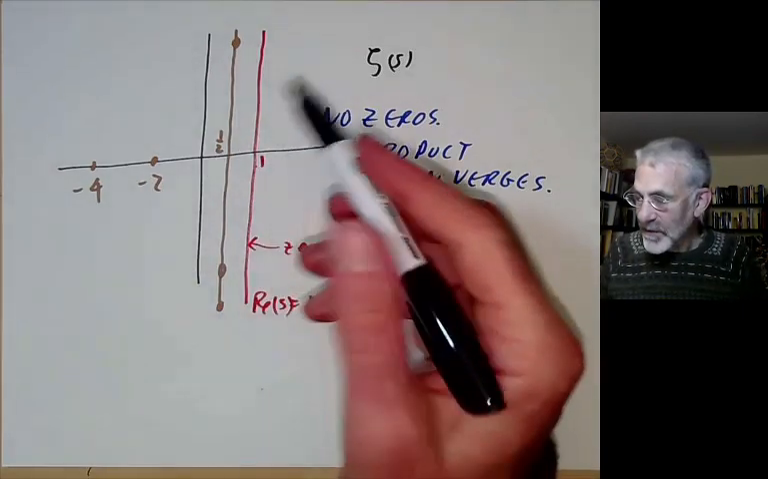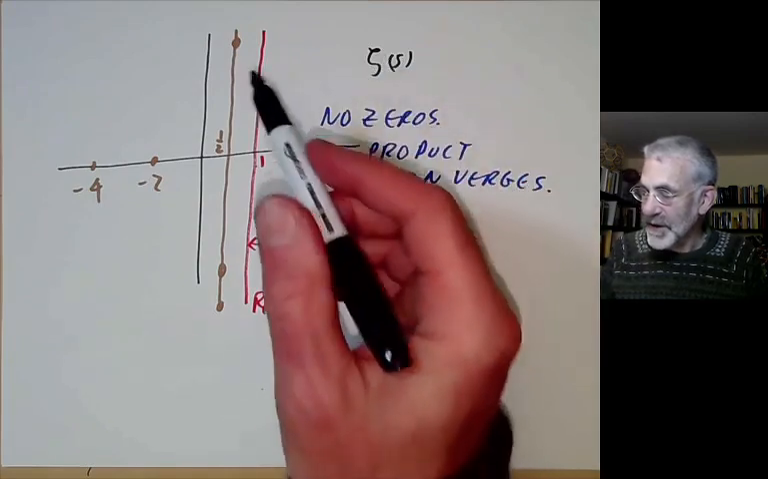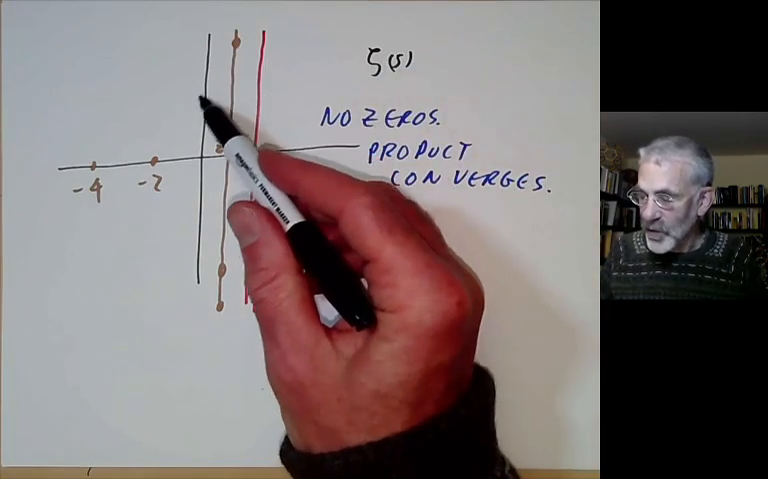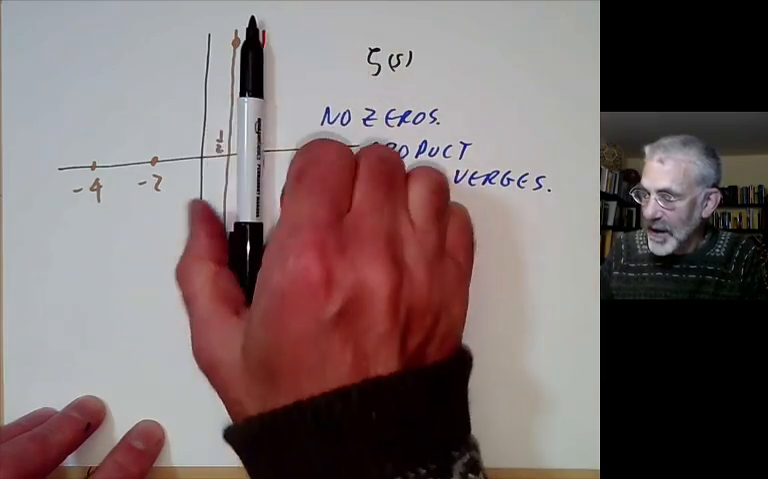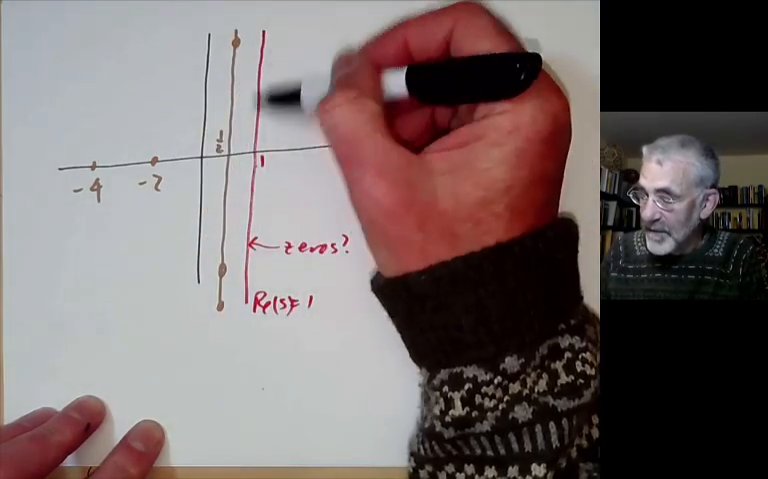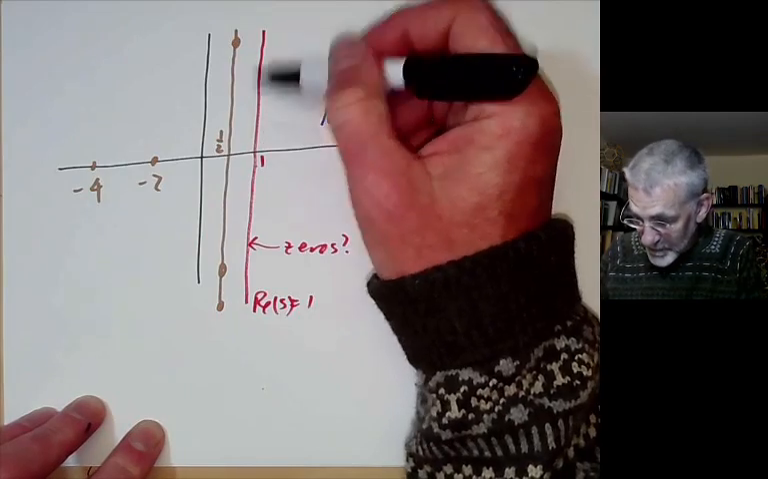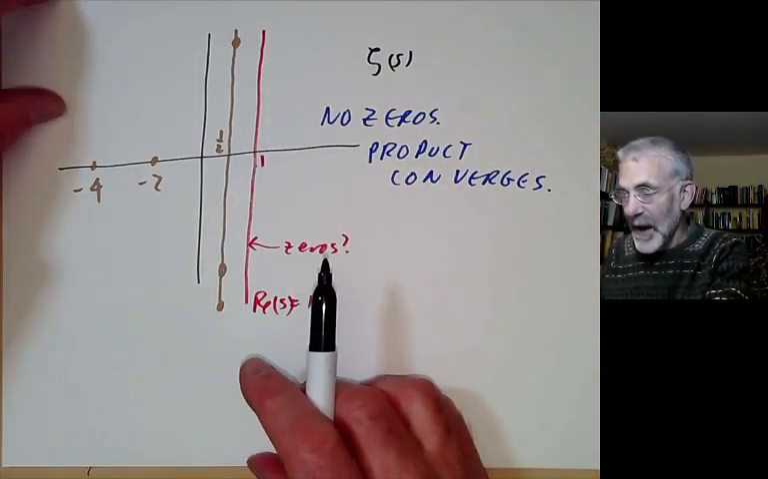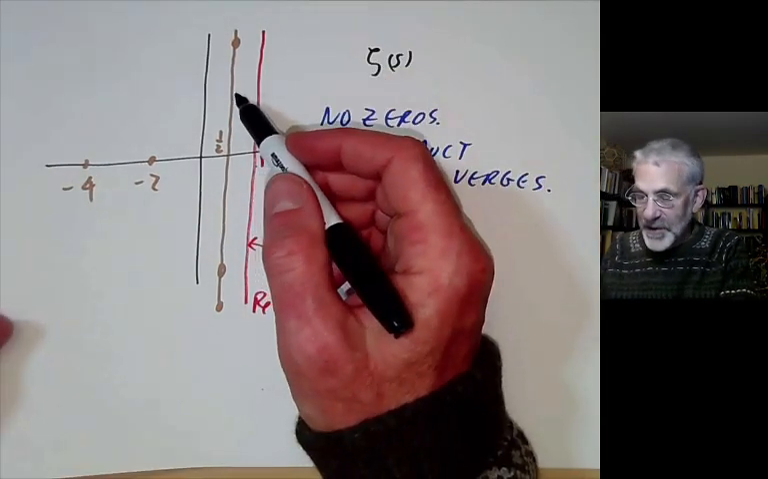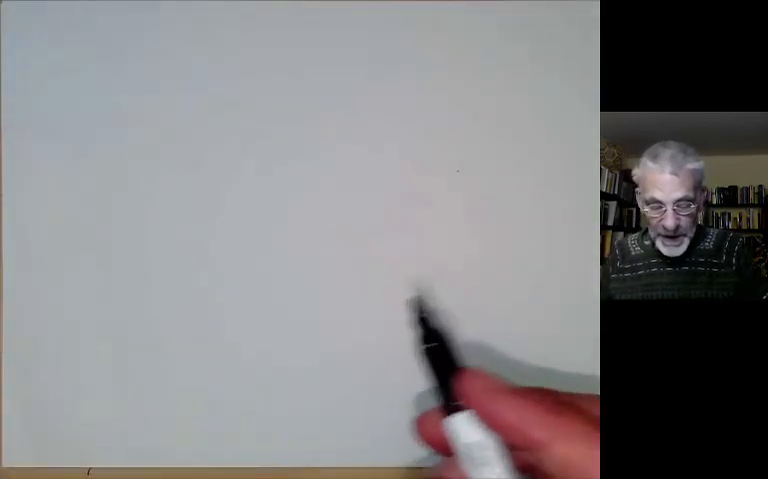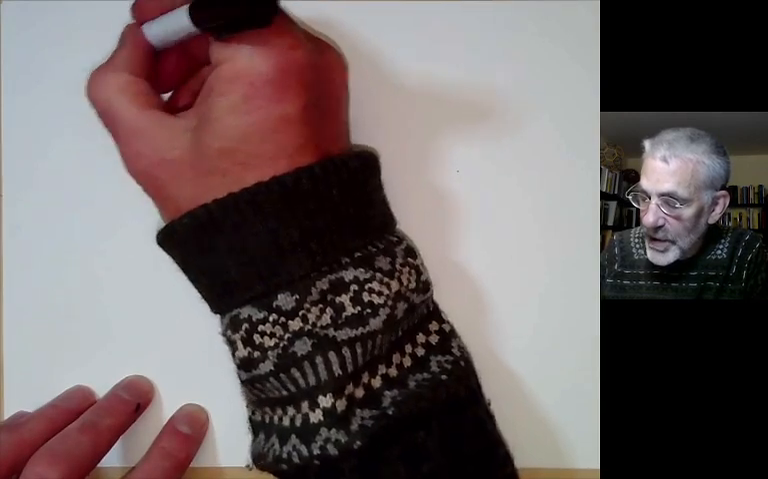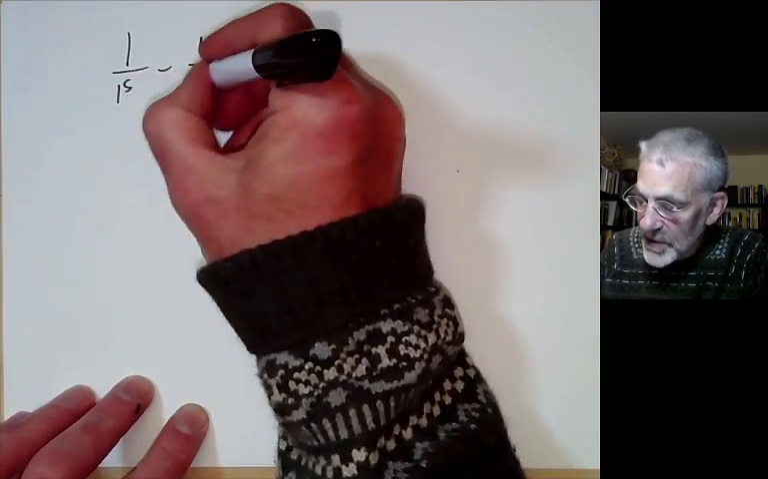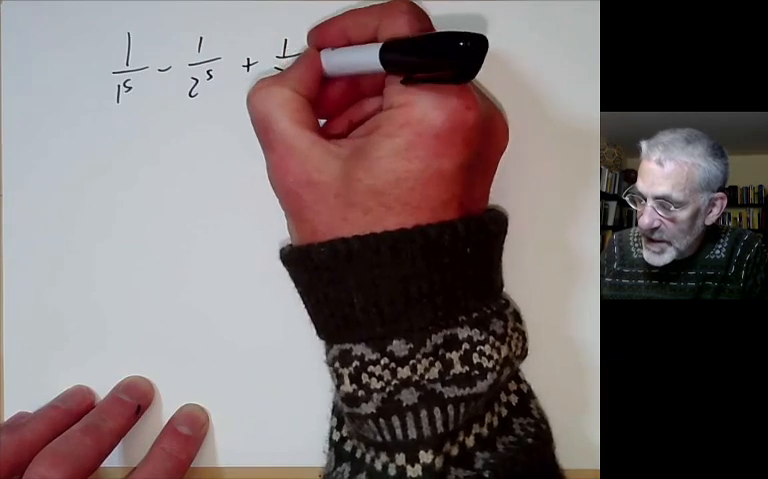We would also like to know that the Riemann zeta function is actually defined for all complex numbers, because the series for it only converges in this region, so it's not even clear that it's defined for the real part being equal to 1. So how do we define the Riemann zeta function in this region here? Well, there's an easy way to do this. We can look at the series 1 over 1 to the s minus 1 over 2 to the s plus 1 over 3 to the s, and so on.